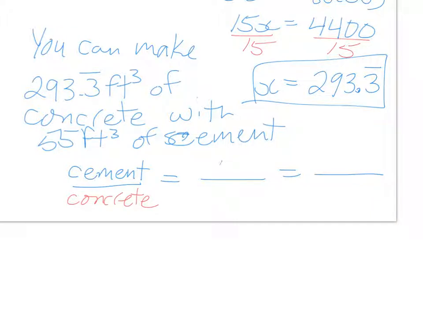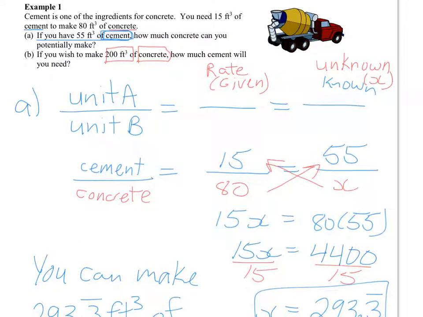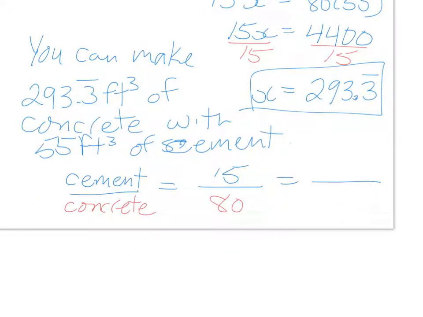So 15 cubic feet of cement will make 80 cubic feet of concrete. And then when we put, it said if you wish to make 200 cubic feet of concrete, so concrete goes on the bottom, so we put our 200 there, and the question was asking how much cement do you need? Well, cement's on top, and that's what we don't know, so that becomes our x.